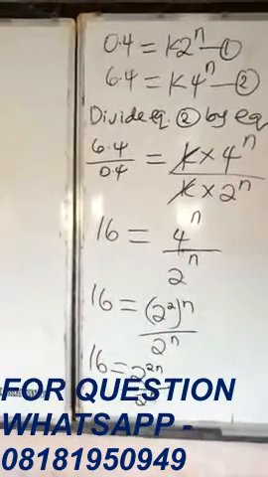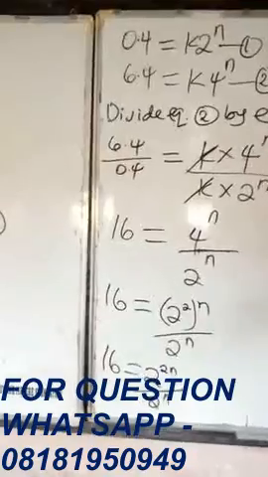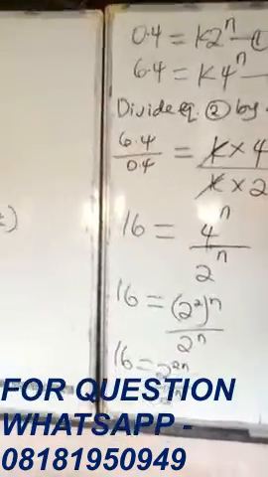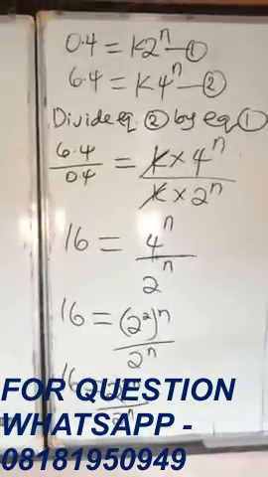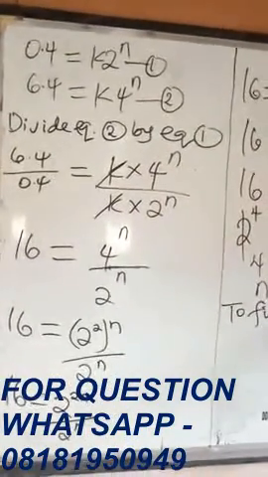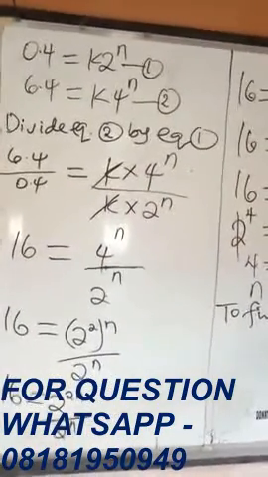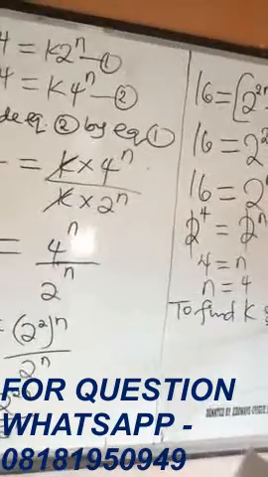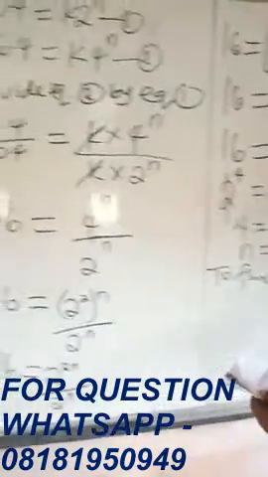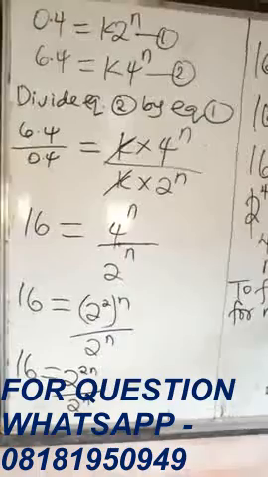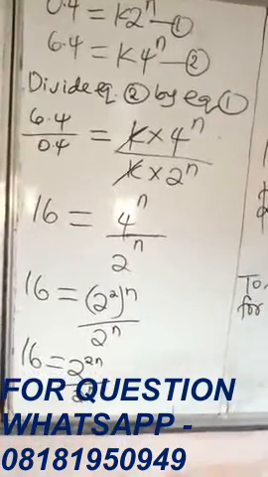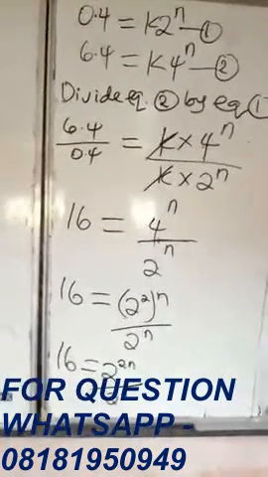Now let's use equation 1 to find k. Look at the 2 equations we have. To find k, substitute. The word substitute here means to replace. Substitute n equals 4 in which equation? Equation 1. Let's pick equation 1 now. What's equation 1? Look at equation 1.